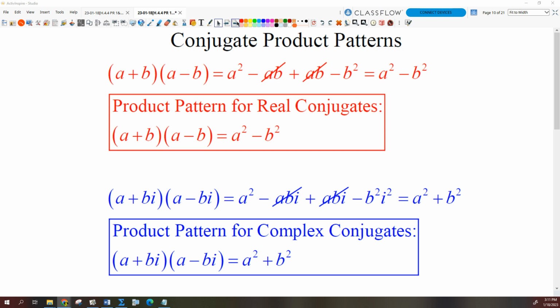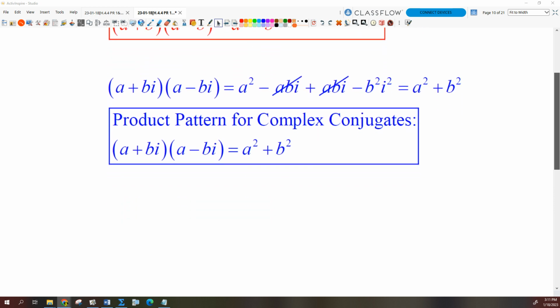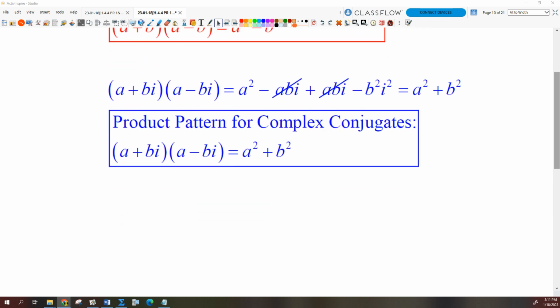Okay, if we do that with conjugates that are built from complex numbers, we call these complex conjugates. Complex conjugates are things that look like this: A plus BI and A minus BI. Where the real part is the same, the imaginary part is going to differ by a negative sign between the two factors that we're multiplying, right? Does that make sense?